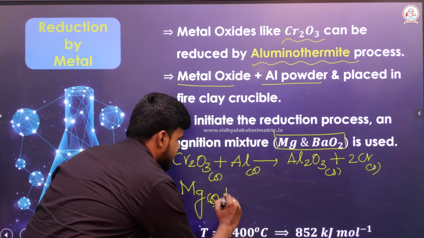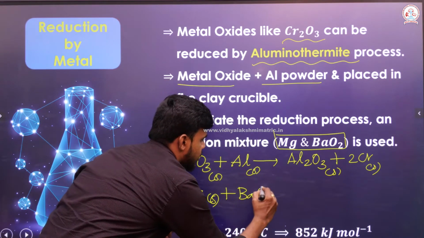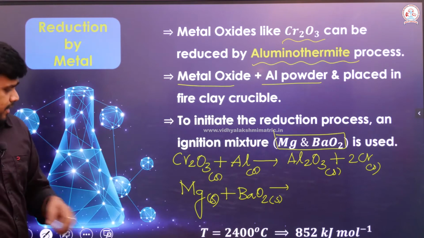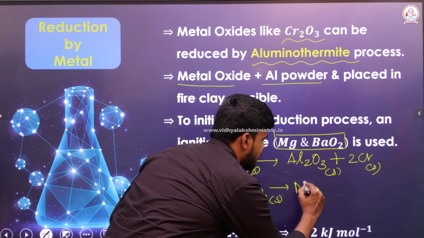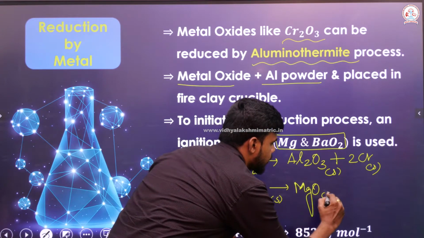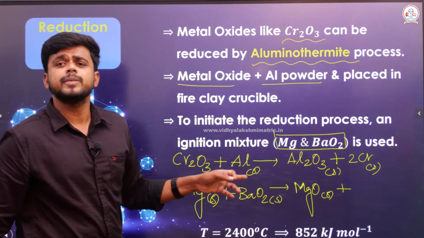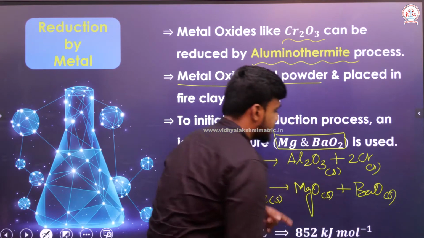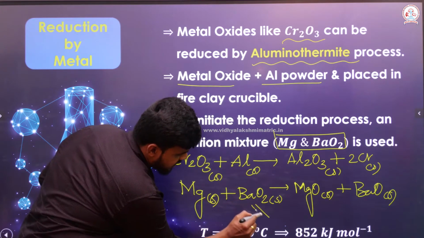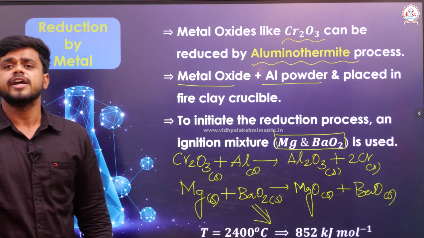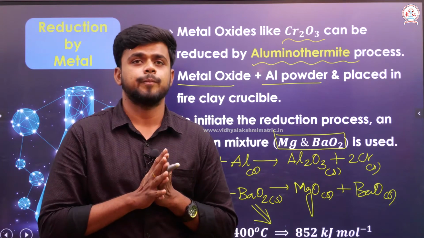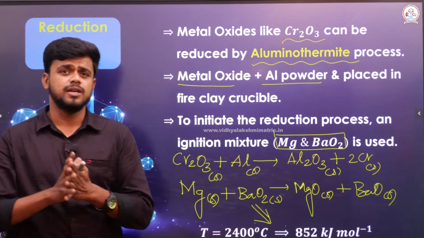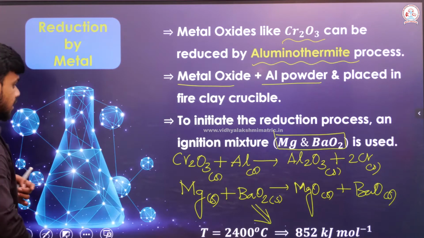So here it is, BaO2. What is happening here? Magnesium will take up the oxygen and go as MgO, and barium peroxide will be turned into BaO, barium oxide. This reaction actually generates the required amount of energy for the reaction to occur. So this is what is actually happening here. This is a quite important reaction, so kindly make a note of it.